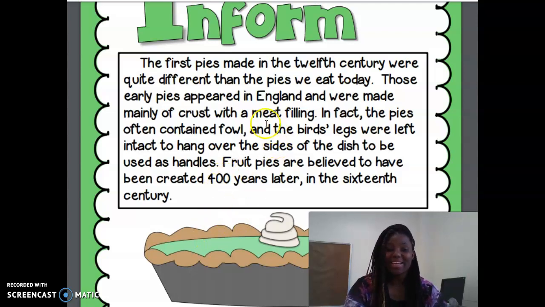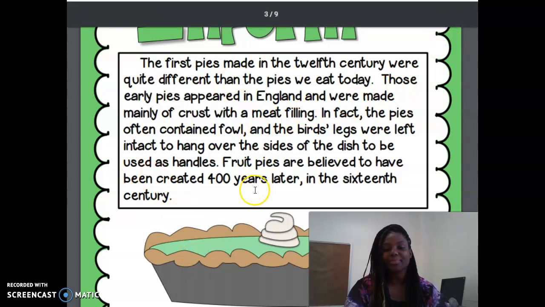So this is giving us information about how pies were originally made and consumed. Doesn't sound quite appetizing, but to each his own. So it lets us know that later on, many years afterwards, is when we started eating pies with fruit in it. So this is giving us information and facts.